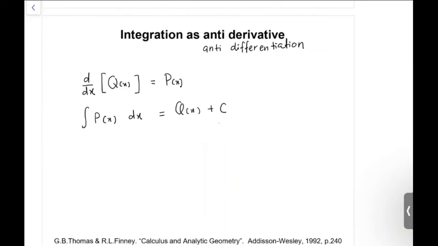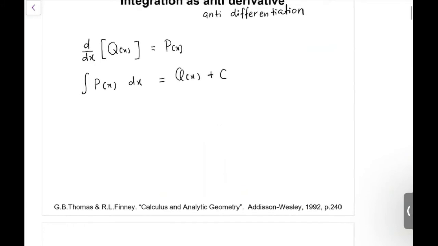Senang cerita, kalau awak differentiate soalan tu dapat jawapan, then if we integrate back the answer, we get the original question. Contoh, kalau saya buat satu equation, we want to differentiate, for example, x cos x. So, from previous semester, you already know if we want to differentiate this equation, you have to use product rule. And we will get cos x minus x sin x as our answer.